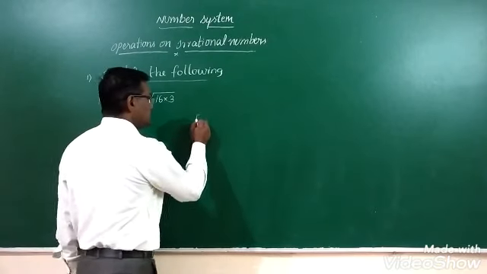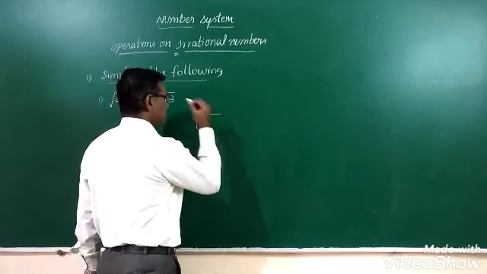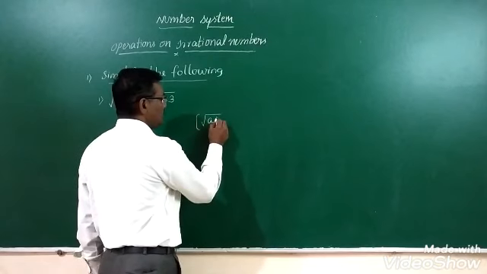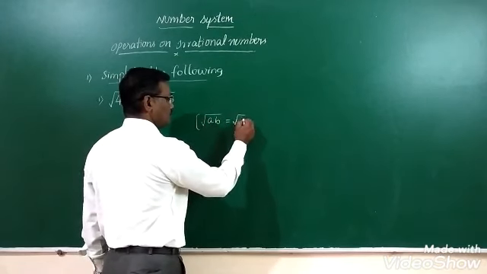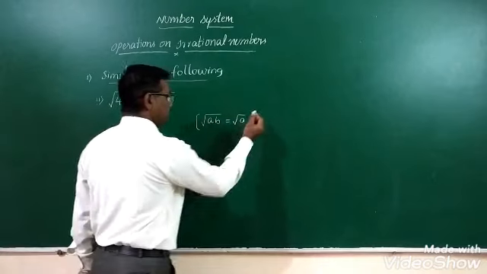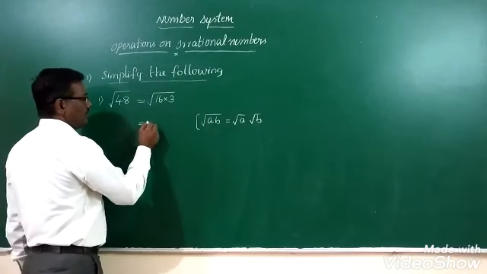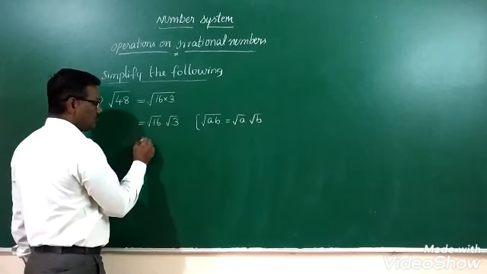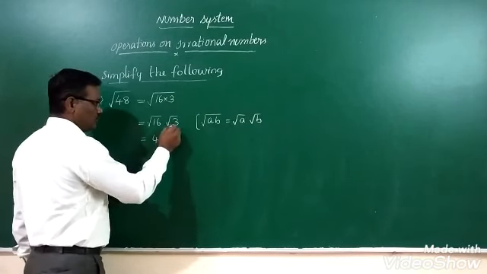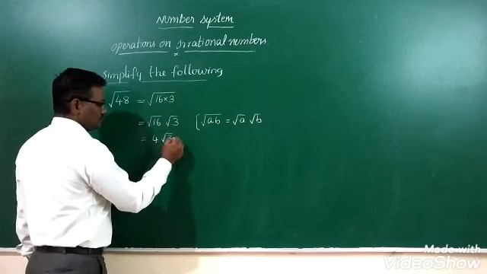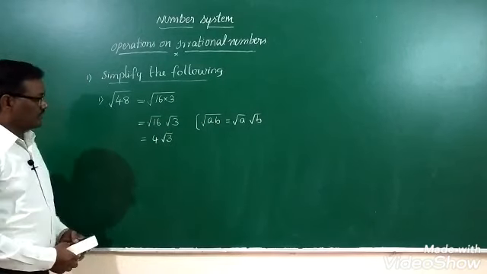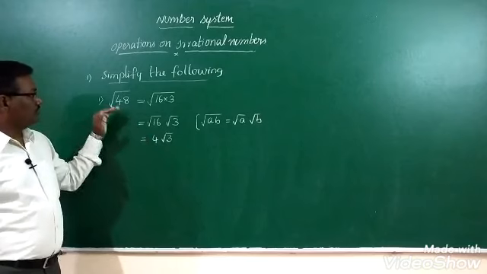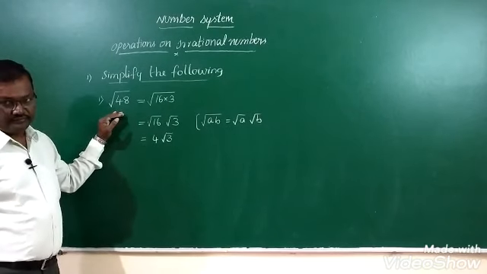So, as I mentioned previously, root of a into b can be written as root a into root b. Similarly, here root 16 into root 3. What about root 16? It is 4. Root 3 is alone. That is, 4 root 3 is the simplified form of root 48.